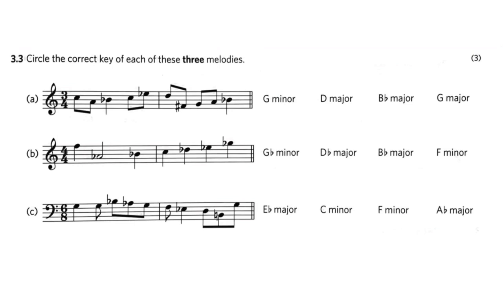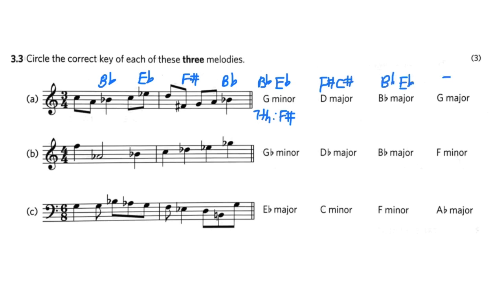The first step is to write down all the accidentals seen in the extract. So we see a B flat, E flat, F sharp, and finally B flat. And then we'll write down all the key signatures of the answers. G minor has B flat and E flat, and we also note that there's a 7th note, F sharp. The D major has F sharp and C sharp, and B flat major has B flat and E flat, and G major has F sharp. So the only answer possible will be G minor.